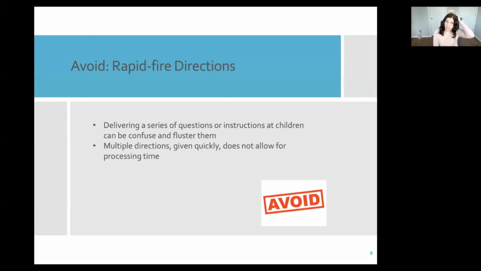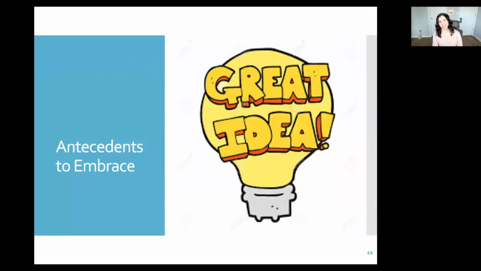So avoid rapid fire directions. Delivering a series of questions or instructions at children can confuse or fluster them. And when we give multiple directions, it doesn't allow for them to process what we're saying. So what do we do instead? These are the antecedents we want to embrace.